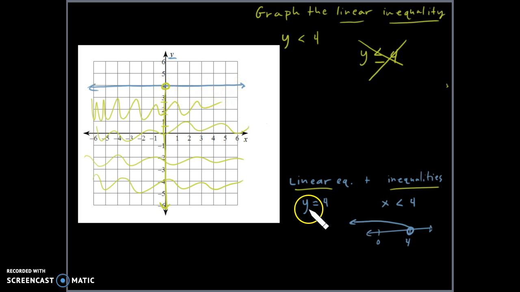Well, consider the fact that y equals 4 is a solid line, right? Just like when x was less than or equal to 4, it was a closed dot. So a closed dot is the same thing as a solid line. An open dot is the same thing as a dashed line. So if we have a less than or just a greater than with no equal to, that line that we're drawing is going to be dashed.